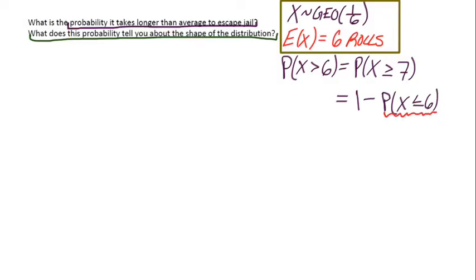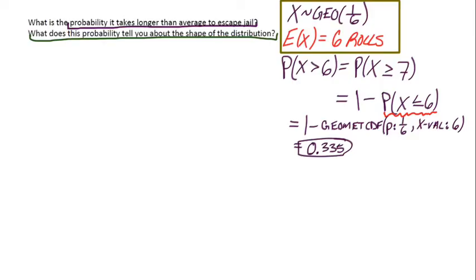So our calculator will actually calculate this for us. And the command, which you might have guessed if you looked around the calculator enough, it's not binomial CDF, it's geometCDF for geometric CDF. And it just asks you, what's the probability of success, 1/6, and what's the x value you want to go up to, which is 6. So if we do 1 minus that answer, that leaves us with 0.335. So there's a 33.5% chance that it's going to take us longer than average to escape jail.